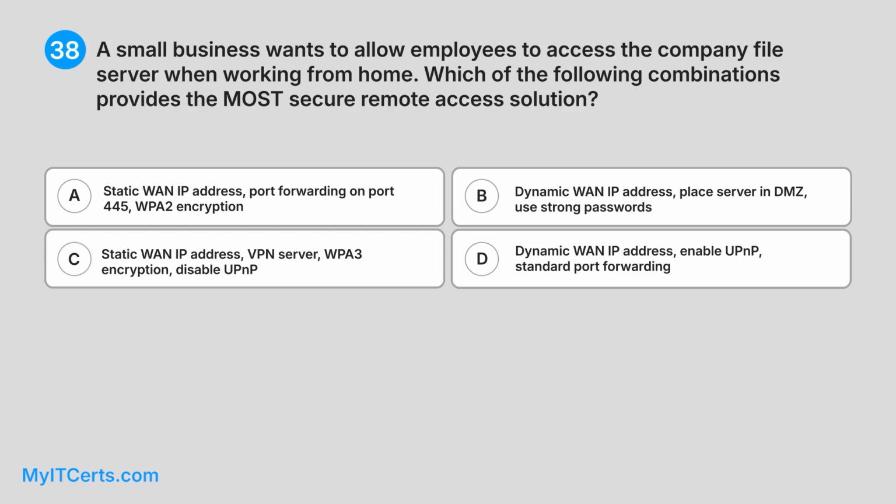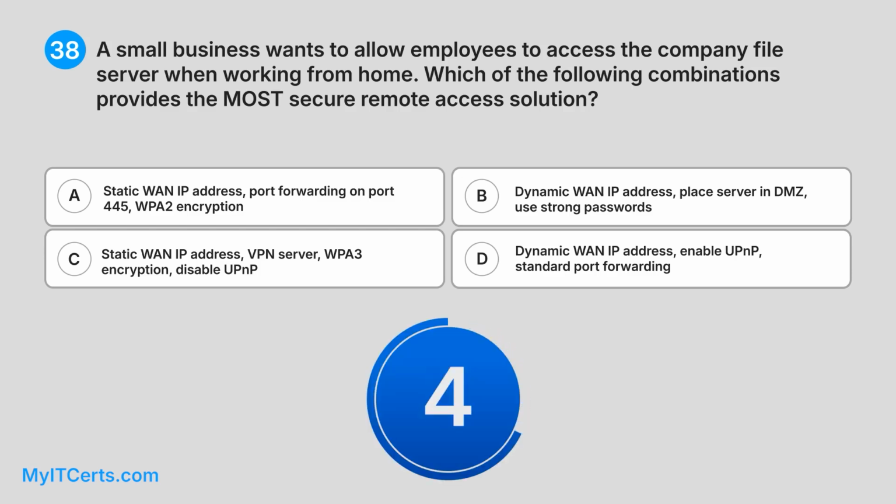B. Dynamic IP address, place server in DMZ, use strong passwords. C. Static IP address, VPN server, WPA3 encryption, disable UPnP. D. Dynamic IP address, enable UPnP, standard port forwarding. Can you guess the answer?